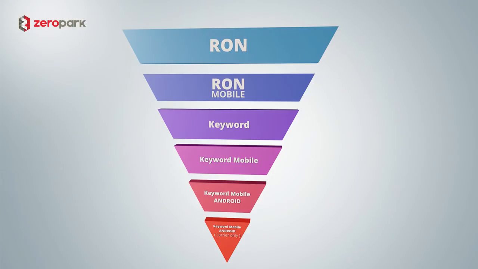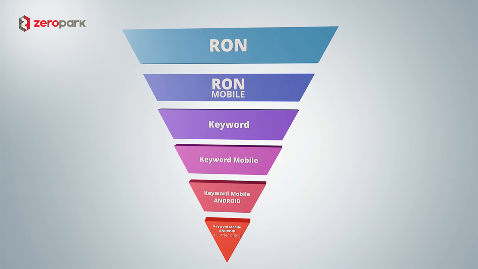Here is a pyramid of filtering. So this is an example of how filtering works on ZeroPark. At the top, you can see we have run, which is the widest vertical. You have all the traffic coming in there, as much traffic as possible. Slightly tighter than that is run mobile. Tighter than that is a keyword campaign, because you're going for targeted traffic. Keyword mobile is even tighter. Keyword mobile, and then an operation type, Android.